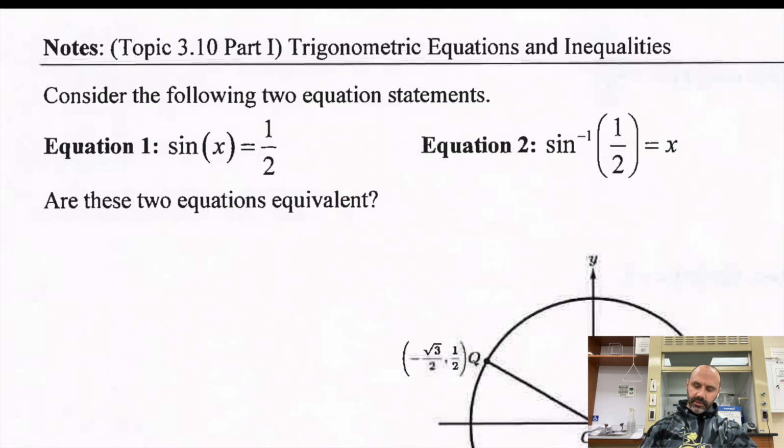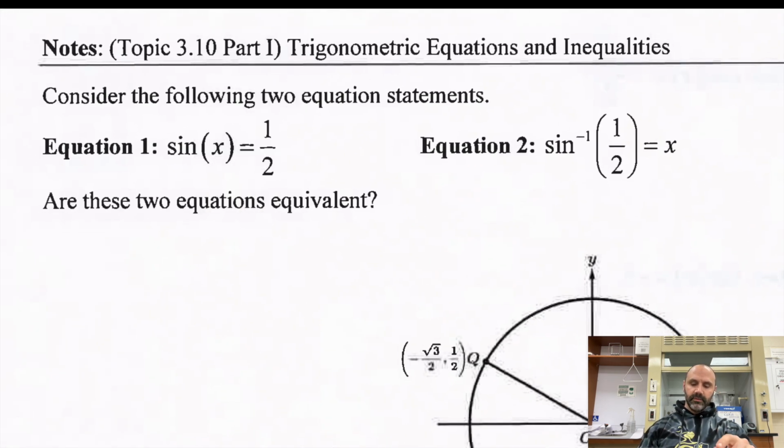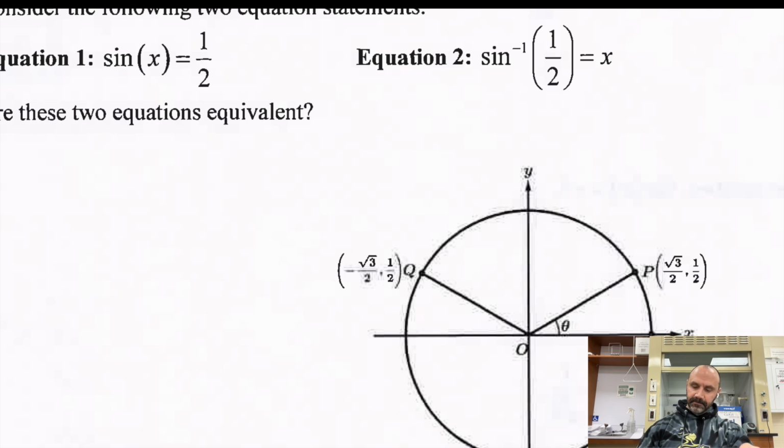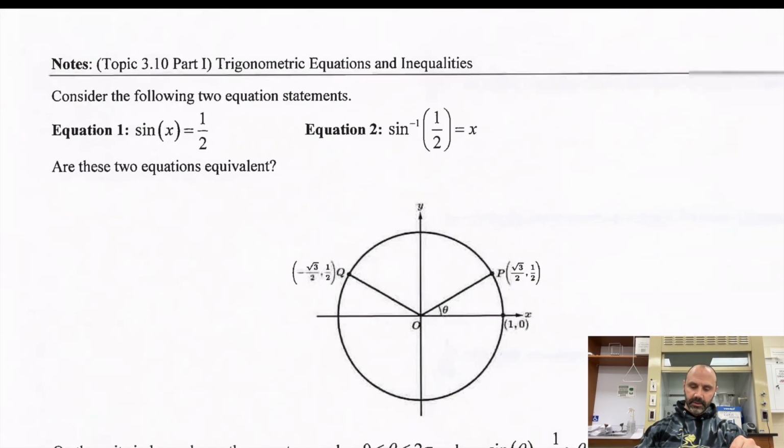So we start with a question here. Are these two equations equivalent? Sine of x equals 1/2 and inverse sine of 1/2 equals x. In other words, if I were to solve these two, would I get the same thing? The place where sine of x equals 1/2 would be both of these places, right? Here and here. But inverse sine has a restricted domain, so it would only be here. So these two things are not equivalent. You've got to be careful about this.